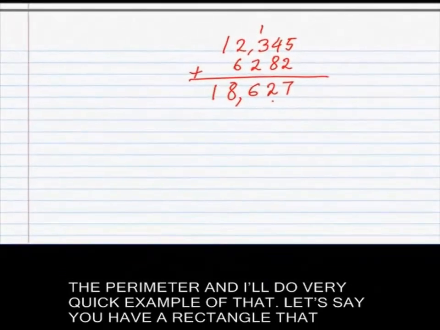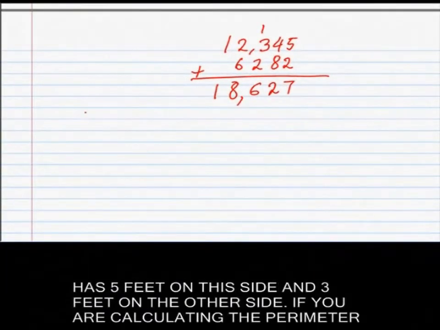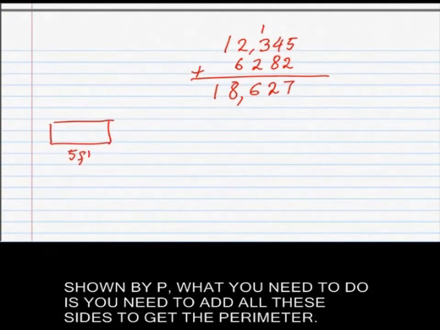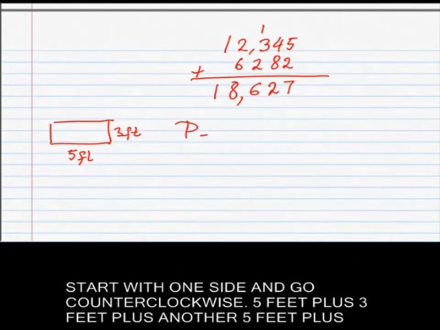An application of addition might be calculating the perimeter, and I'll do a very quick example of that. Let's say you have a rectangle that has 5 feet on this side and 3 feet on the other side. If you are calculating the perimeter shown by P, what you need to do is add all these sides to get the perimeter. Start with one side and go counterclockwise.